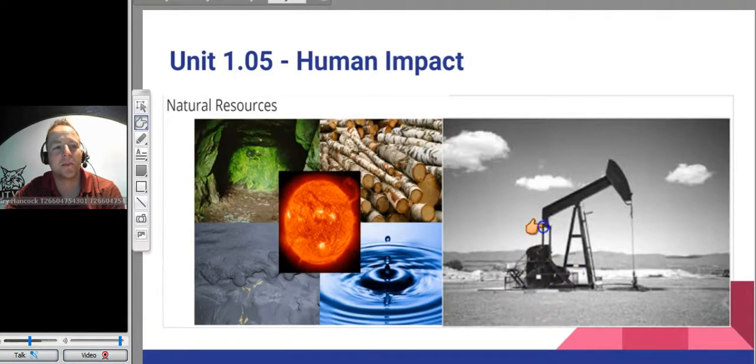And then I also put this picture over there. Can anybody tell me what this is over here to the right? What is that? You have some actually in Utah too, more in eastern Utah. An oil pump, right? An oil well. And so they're getting oil out of there and drilling for it. So all of it's a natural resource. That means we have a limited amount of it.